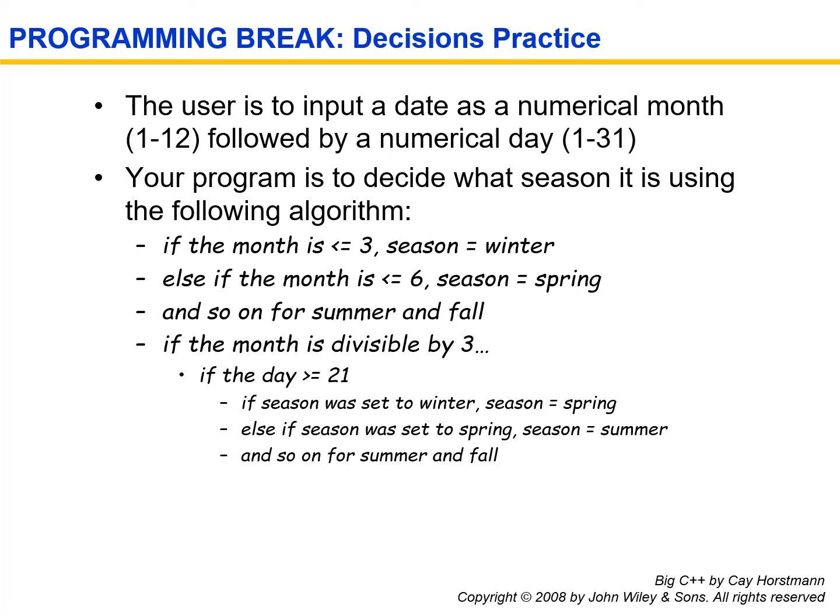Then if the day is greater than or equal to 21, then we have to advance the season, okay? Because every third month, a new season starts on about the 21st of the month. So if season was set to winter, then we'll set season to spring. If season was set to spring, we'll set season to summer, and so forth for summer and fall.